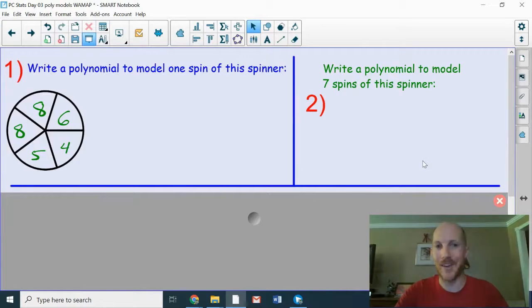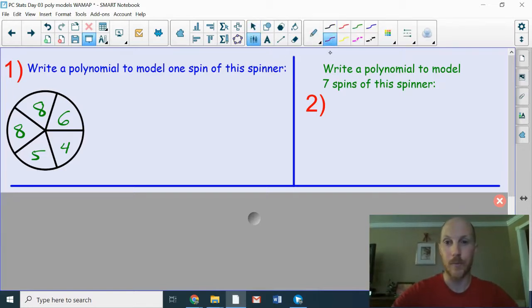Now let's look at an example, a practice problem. Here is a wheel of fish, just pictured in the picture there. Please write a polynomial to model 1 spin of this spinner. And also, question 2, write a polynomial to model 7 spins of this spinner if you're adding all the spins together. Go ahead and pause while you get your answer, and when you're ready, go ahead and hit play, and we'll compare answers.